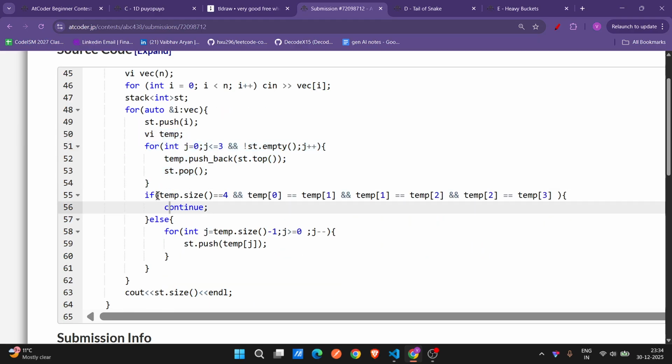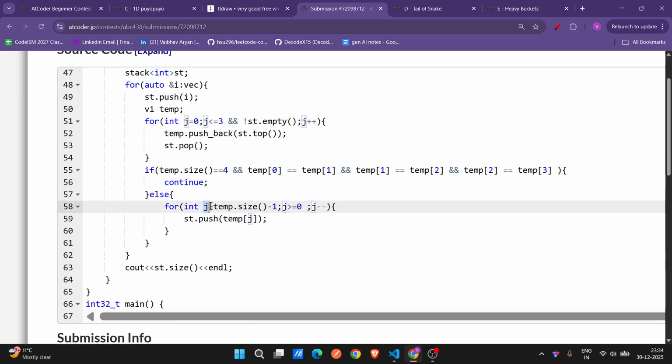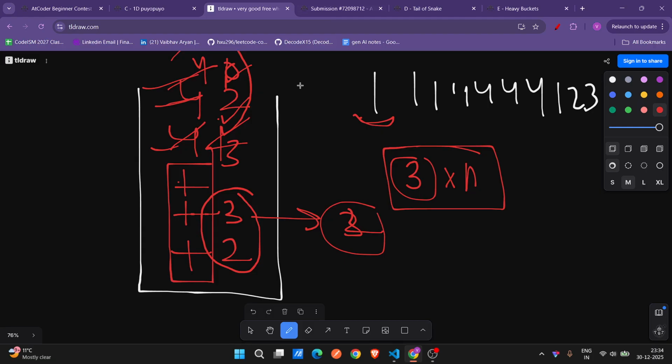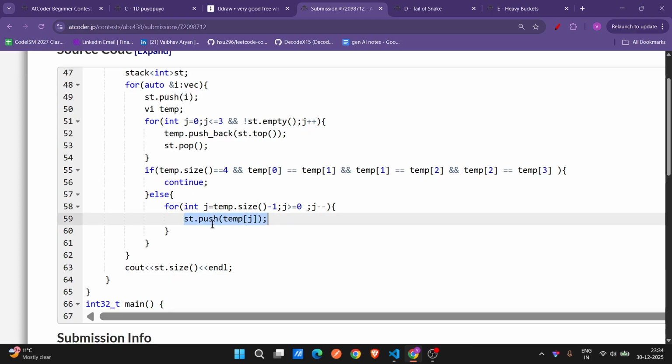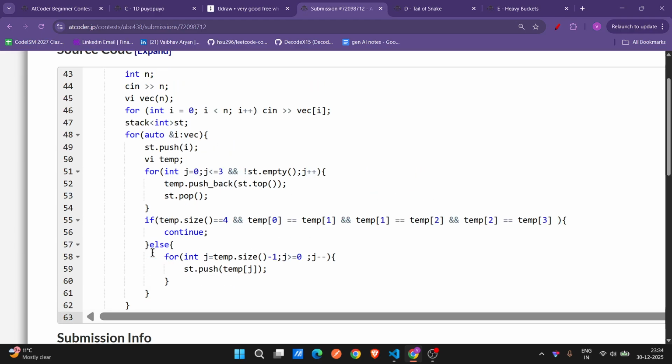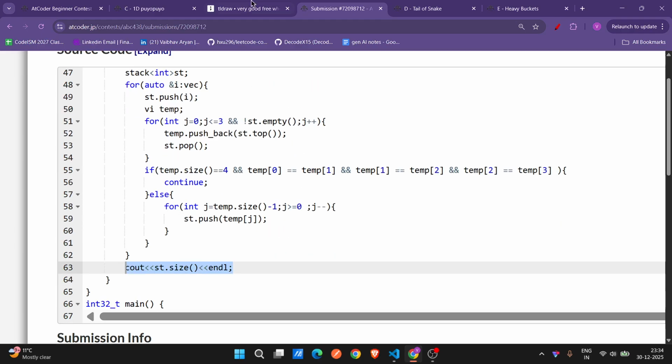Now if my temp has a size of 4, meaning I have 4 elements, and the condition mentioned in the question is happening, then definitely I can continue. Else, suppose I don't have those 4 elements, I have only 2 elements, so I can't remove them. So I can simply insert them again in the stack, and at the end you just have to print the size of the stack. This is again a simple problem, and you can solve it in simple steps.